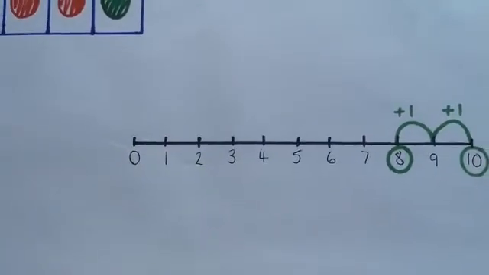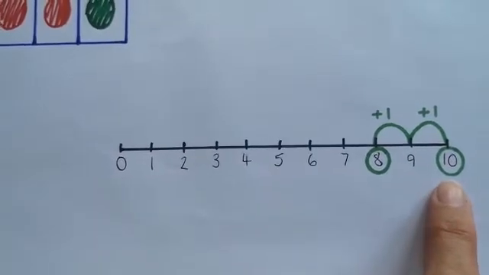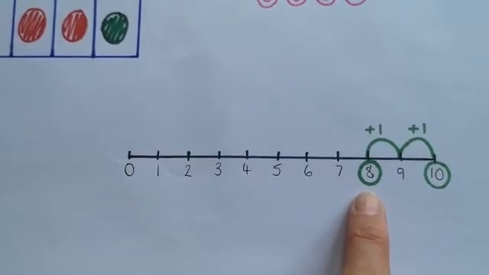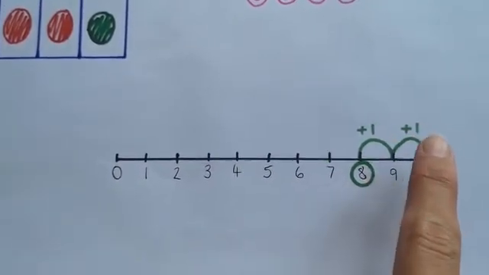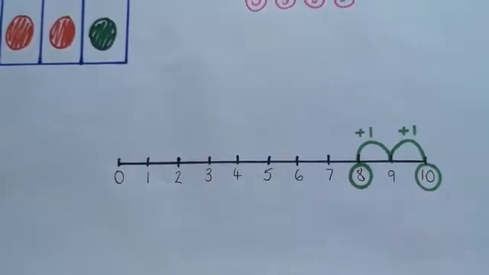And finally, I've got a number line. My number line is from 0 all the way up to 10. And my starting number was 8, so I've circled it. And I've done 2 jumps. I've added 1 each time. 1, 2, and if I add 2, it makes 10.